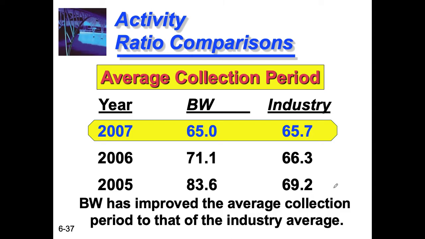Okay, this is the activity ratio comparison in 2007. The average collection period of BW is 65, and the industry average is 65.7. BW has improved the average collection period from 83 to 65, to meet the industry average. So it's better, from 83 to 65.